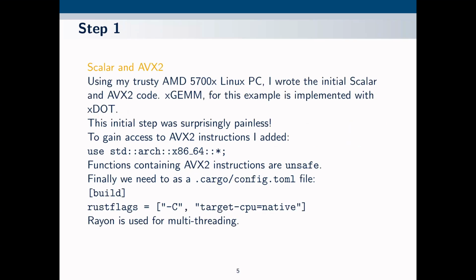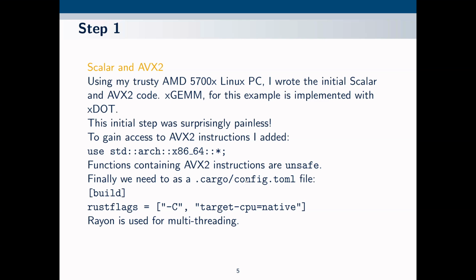So starting off, I wrote a scalar version of the code to give a baseline for timings. And then my home computer uses AVX2 with an AMD processor, so I coded up the AVX2 version. At the top of the Rust code, we put in the use std::arch::x86_64 line, and this gives us access to the AVX2 instructions.